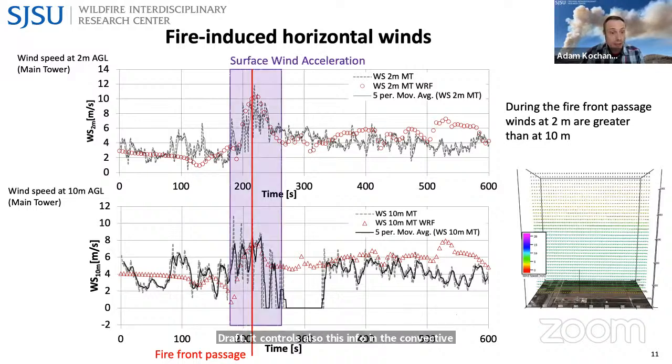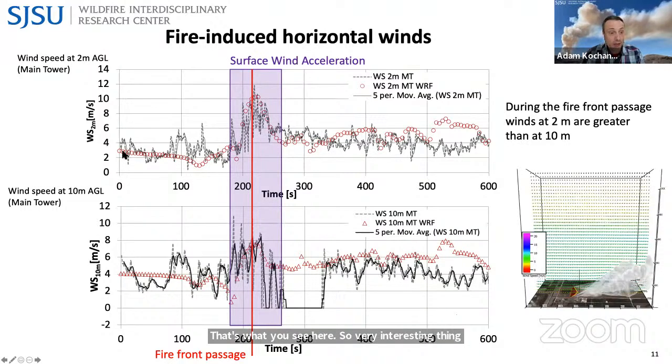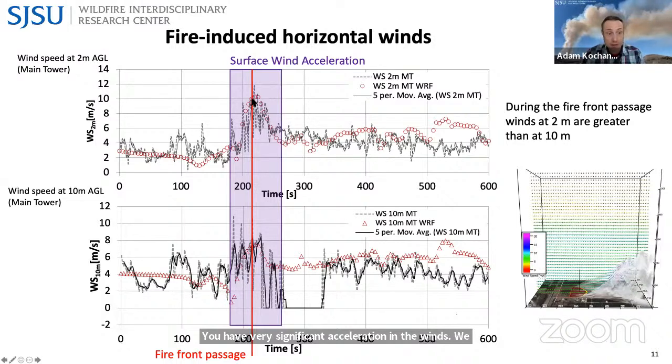So very interesting thing. During the fire front passage, you have very significant acceleration in the winds. We are talking about 3 meters per second going up to 10 meters per second at just 2 meters above the ground. And at 10 meters above the ground, it's a smaller, but still significant increase from something like 4 meters per second to 8 meters per second. So that's the very first thing.